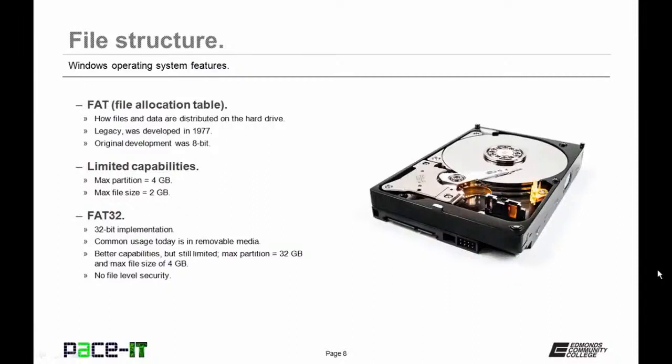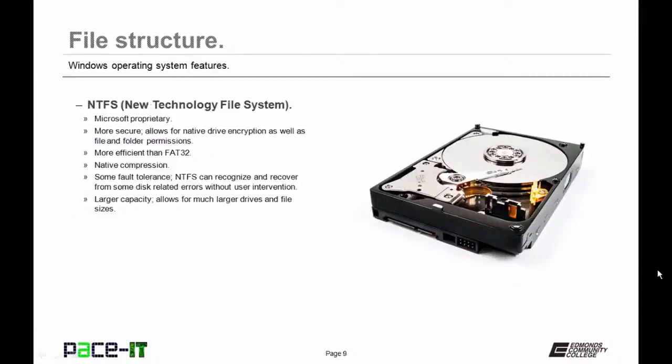That wasn't good enough for Microsoft, so they moved on to NTFS, New Technology File System, and it is proprietary to Microsoft. It's more secure. It allows for native drive encryption, both file and folder permissions as well. It's more efficient than FAT32 as well. You can also use native compression. It has more fault tolerance. It recognizes and recovers from some disk errors without the user having to intervene. It also allows for larger capacity.